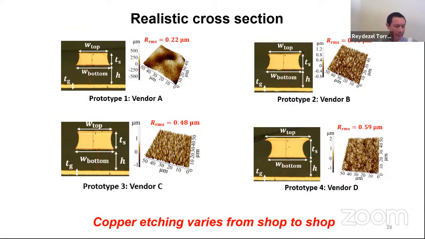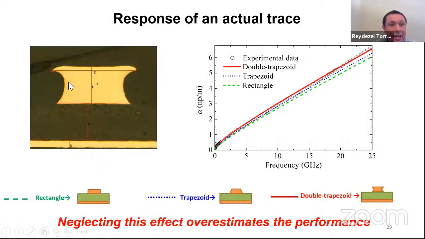Another important aspect to be considered is that when we etch a PCB, the etching will be different if we send it to different shops. For instance, here we have several cross sections of the same interconnect, and you can see that the shape of the microstrip after etching is different in each shop. You see, this is high quality and this is very low quality. And so when we implement our designs, we see that with this extremely bad etching, we have a significantly higher loss when compared to a good etching.